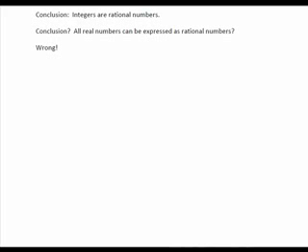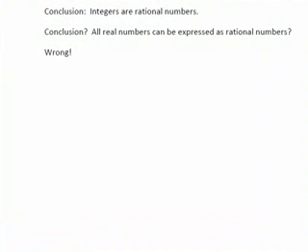What about the conclusion that all real numbers can be expressed as rational numbers? And that one is wrong. We don't really prove it in this class, but the number pi is a real number. It's 3.14159 and so on out to infinity, and it's actually been computed to millions of decimal places.